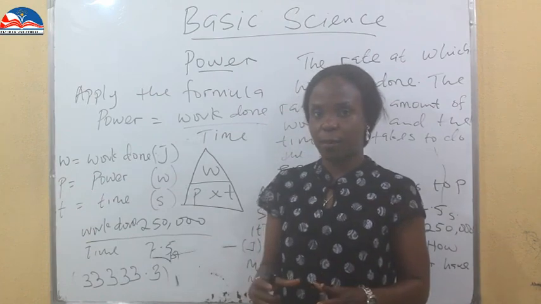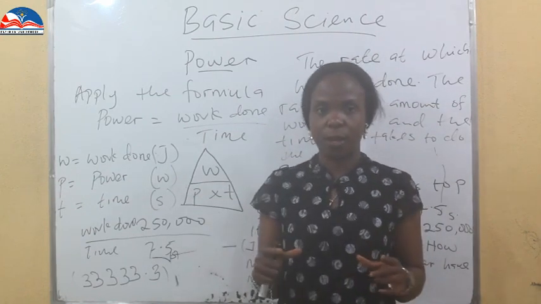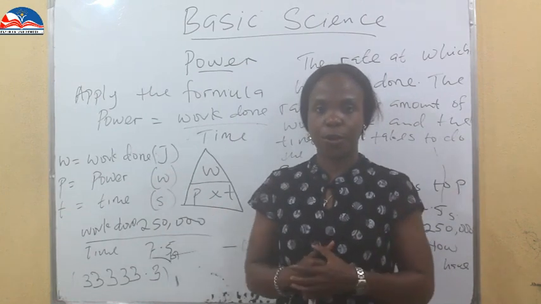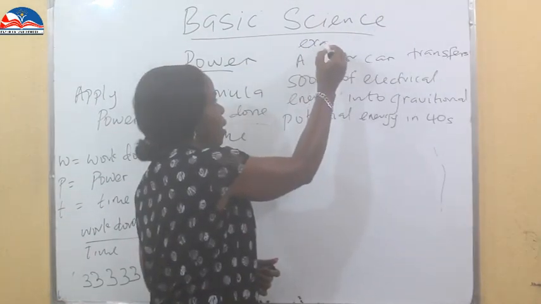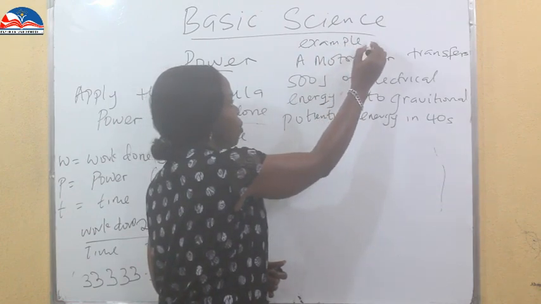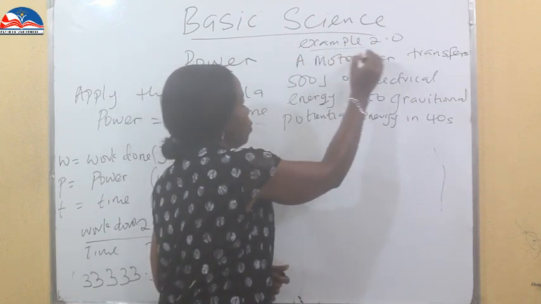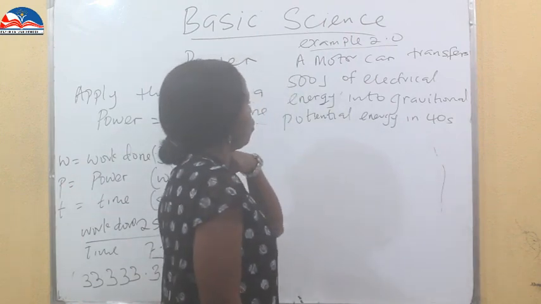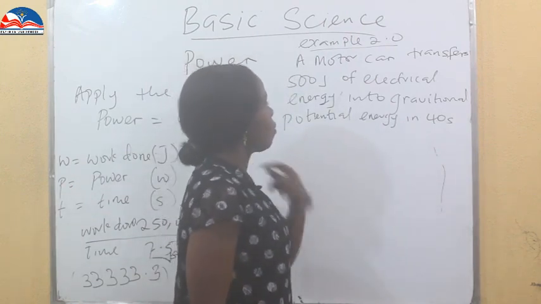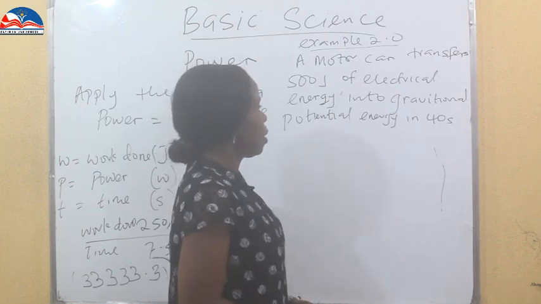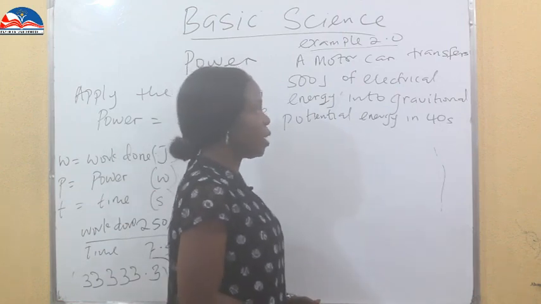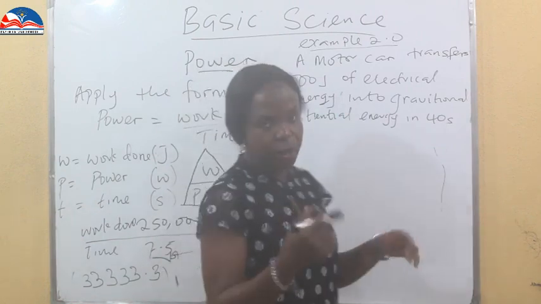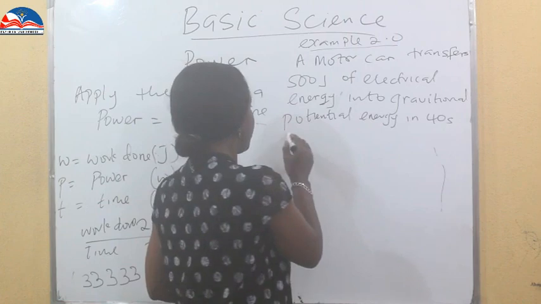Let's use another example to answer another question and input it in the formula. Then I will give you one to go try on your phone. Now let's look at example 2. The other one we took was example 1. A motor car transfers 500 joule of electrical energy into gravitational potential energy in 40 seconds. Calculate the watts.